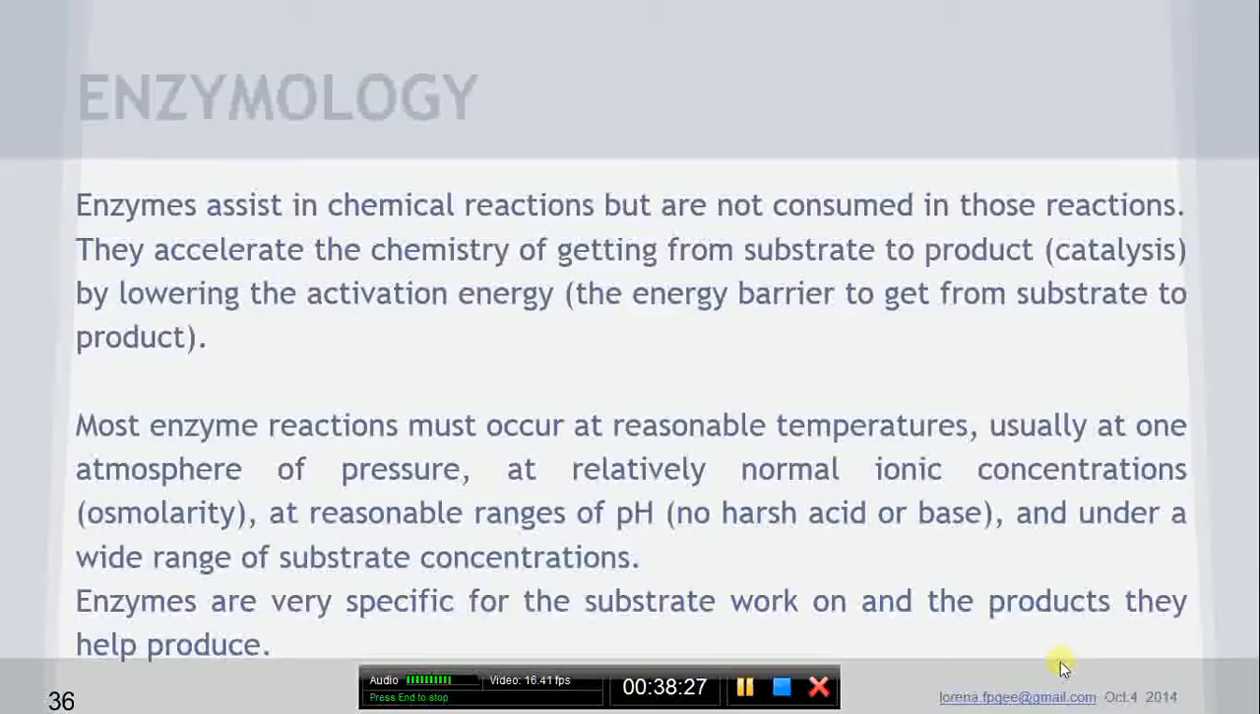One of the characteristics of the chemistry of living things is that the chemistry must be done under relatively mild chemical conditions. Thus, most enzyme reactions must occur at reasonable temperatures, usually at 1 atmosphere of pressure, at relatively normal ionic concentrations, osmolarity, at reasonable ranges of pH, no harsh acid or base, and under a wide range of substrate and product concentrations. In addition, enzymes are very specific for the substrate they work on and, hence, very specific in the products they help produce. To accomplish these goals, enzymes work in a unique way.